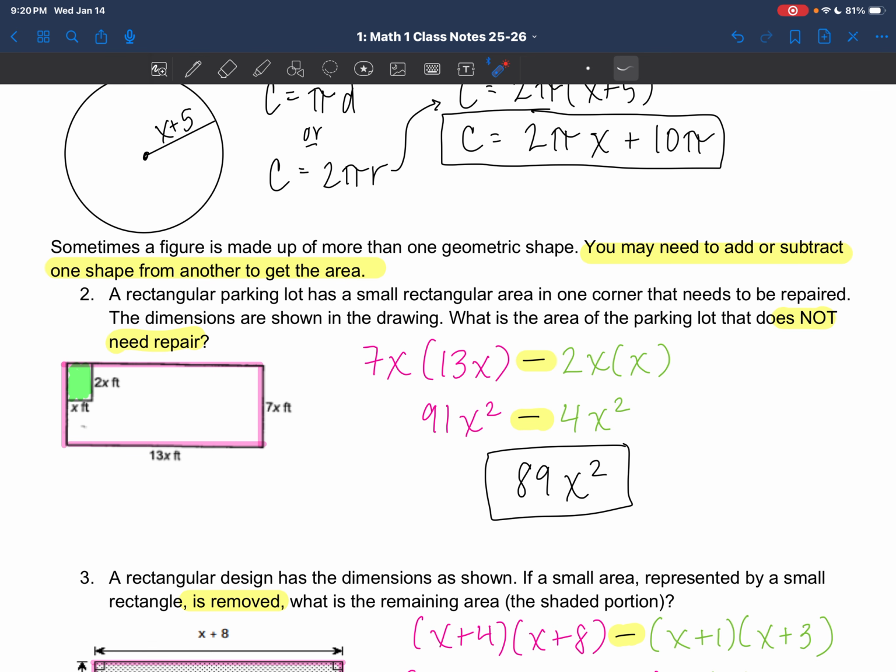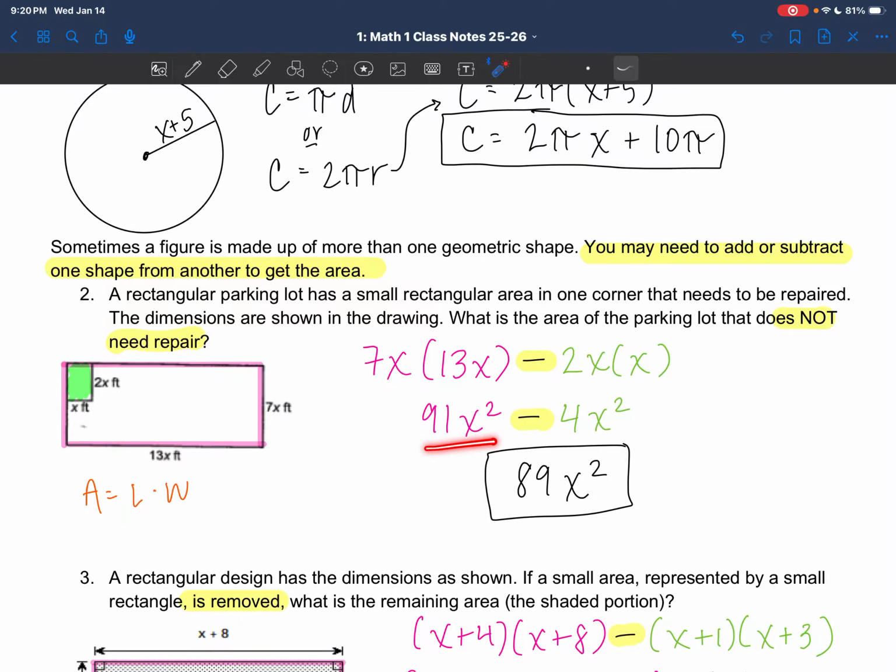So we want to figure out what's the rest of it. What we can do is take the area of the whole rectangle, and then subtract out the part that needs to be repaired. All right, so first off, remember area is length times width. So now we're going to take 7x times 13x, and multiply those together. Or you could do it like that, either way works.